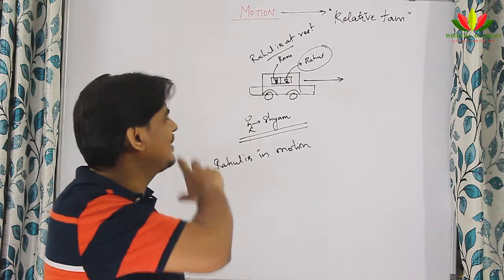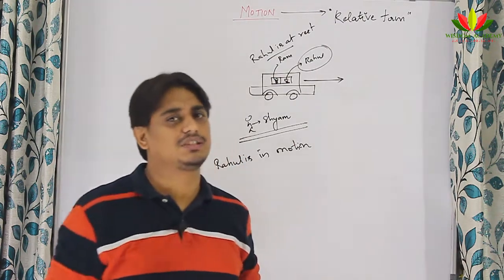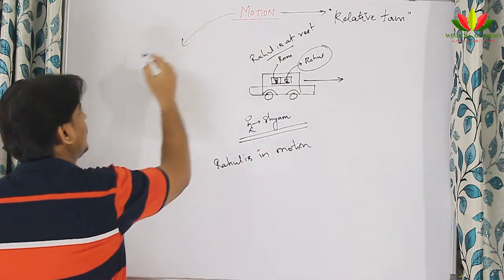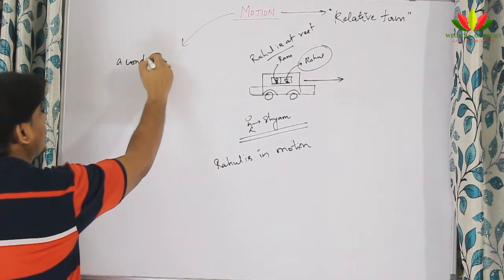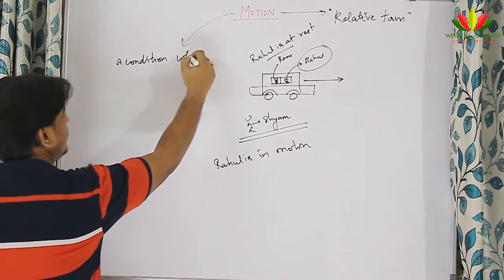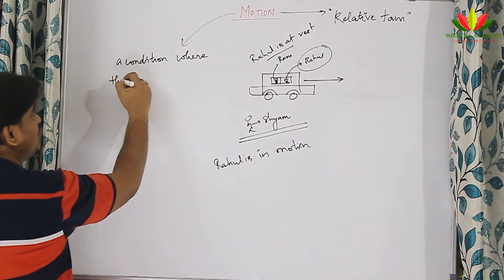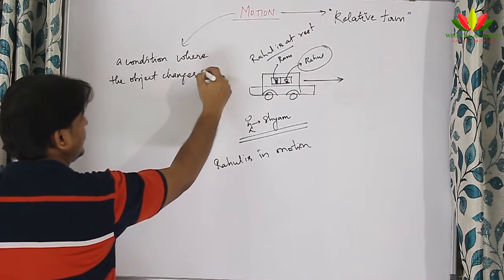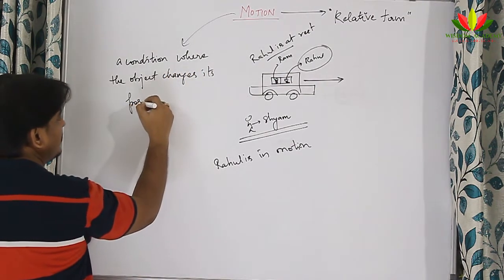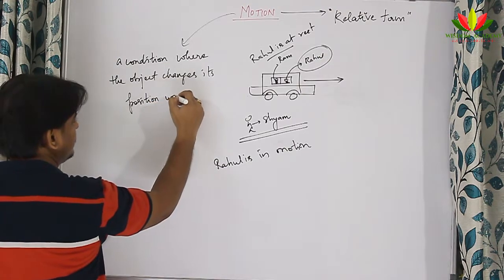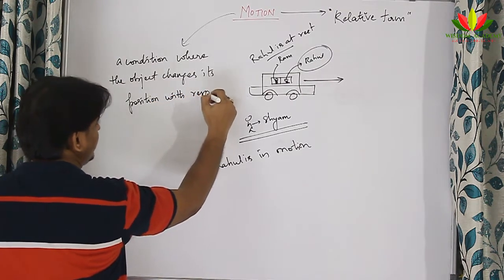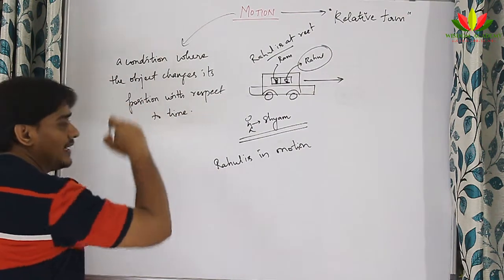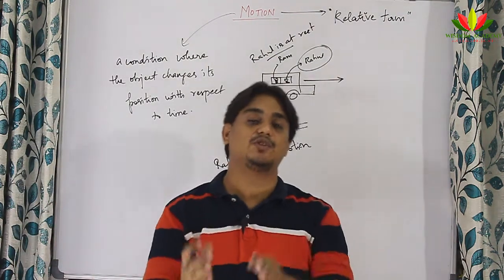So with this example, I am going to give a definition of motion, and please make a note of that. Motion: a condition where the object changes its position with respect to time. So if any object is changing its position with respect to time, then that object will be said to be in motion.